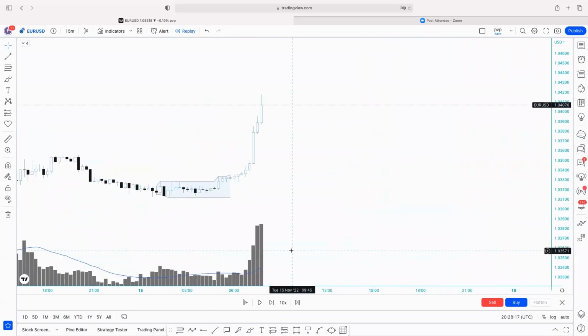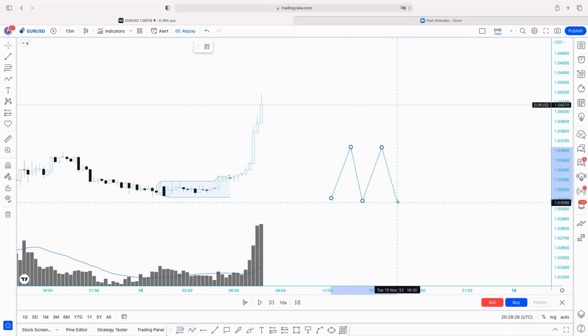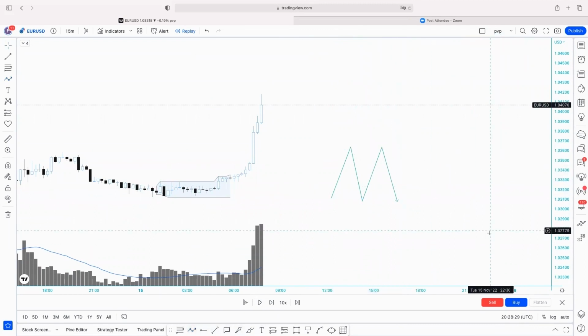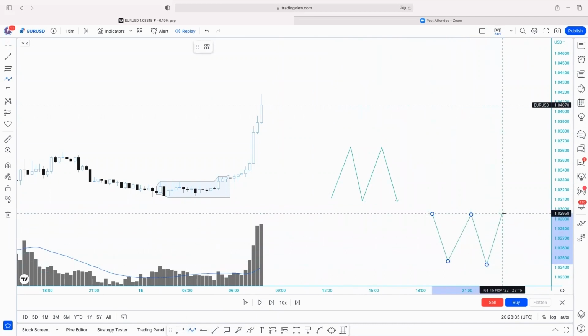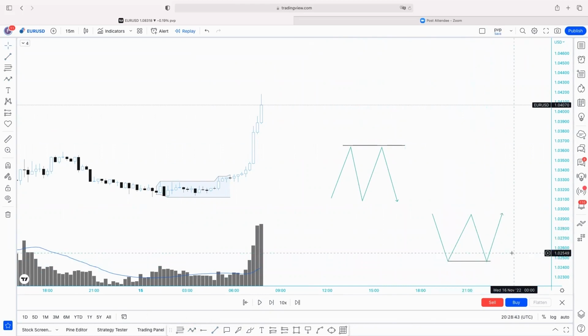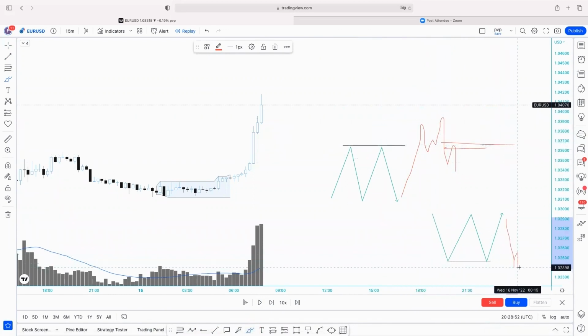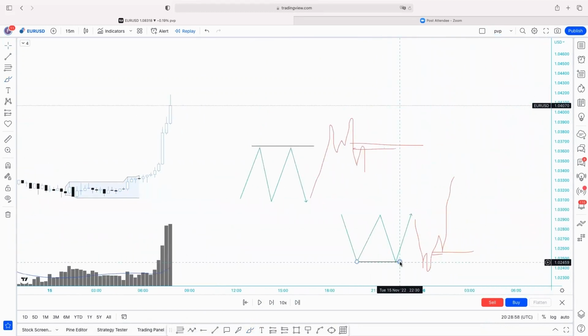Another type of liquidity is double tops or double bottoms. I believe a lot of people already talked about this, so we don't really need to cover it, but when there are double tops, double bottoms, these are all types of liquidity. There is liquidity here, there is liquidity here. So when you want to trade this, you always wait for the manipulation and then you try to enter, and vice versa. You always wait for this liquidity to be taken.